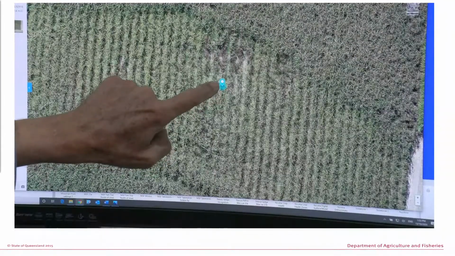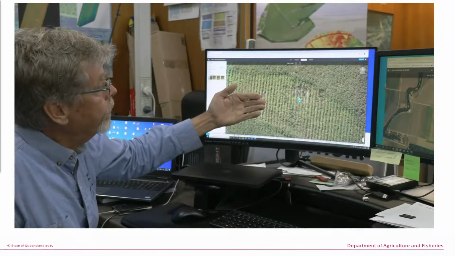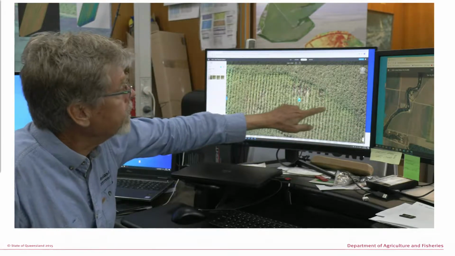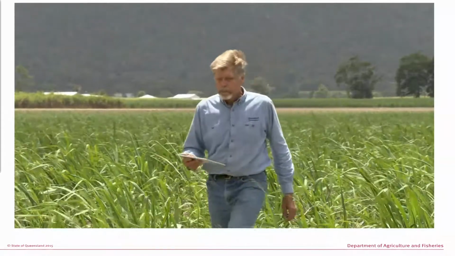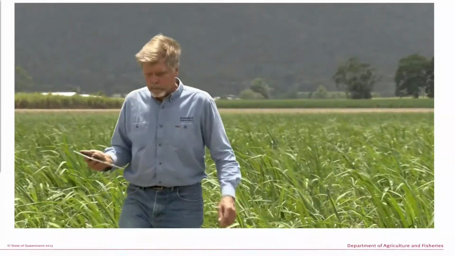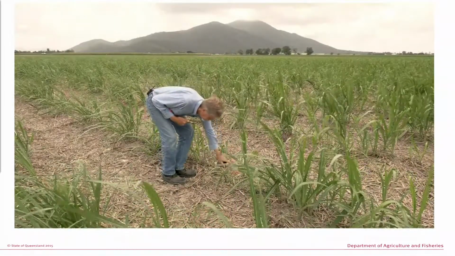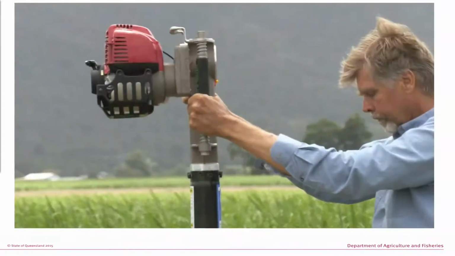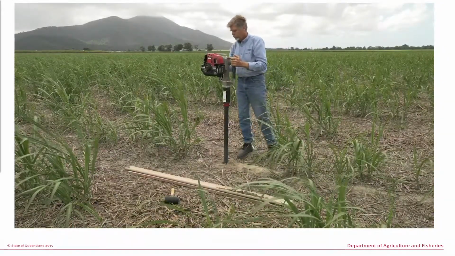What I can do is take a marker, put that marker into this image. That marker is now a geo-referenced point that I can go back to with another device such as an iPad. I can walk back into this paddock and stand at that precise point and know that I'm in the middle of the area that I'm concerned about and start to do some analysis to work out, okay, how can I fix it? And this is exactly the sort of thing that I would say to myself, I need to do some soil sampling, some testing of that area to see why is the cane not doing well.